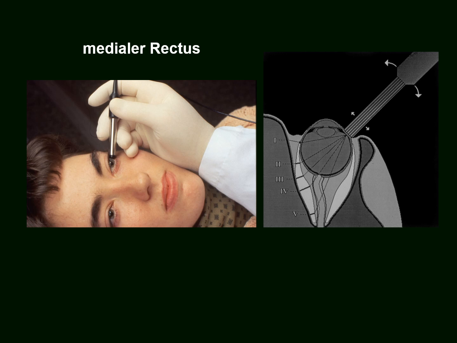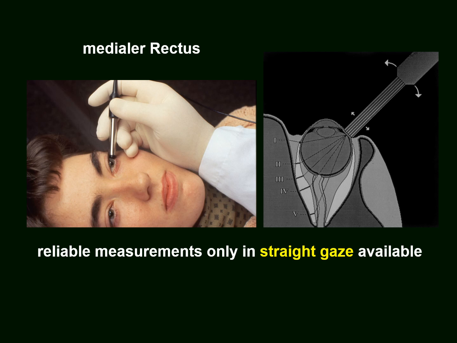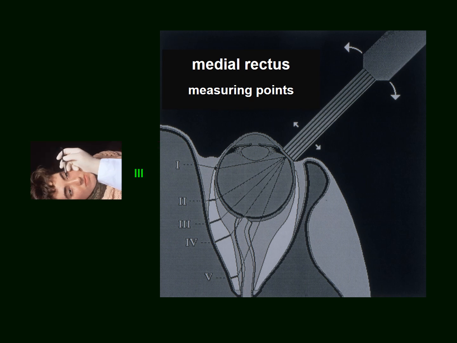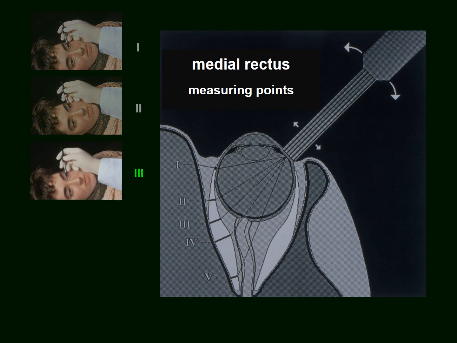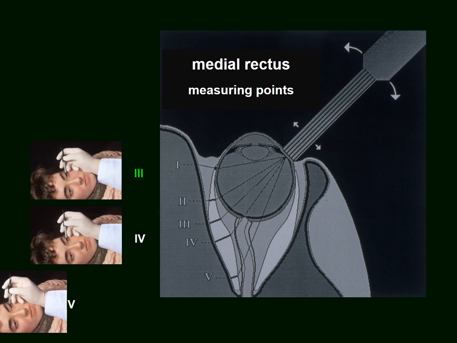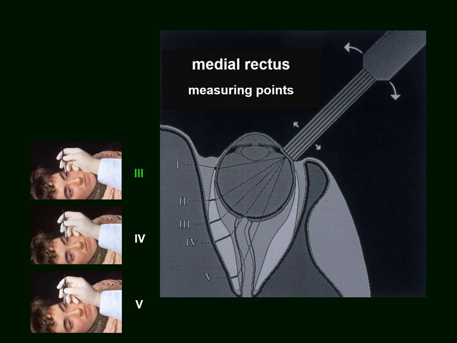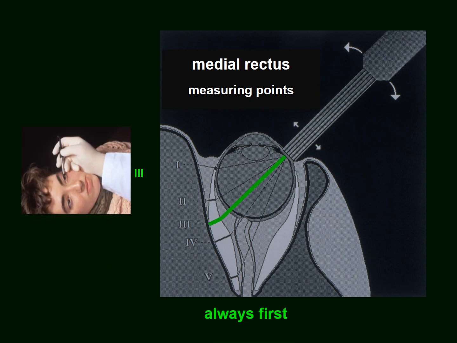And here an example. The probe is placed opposite this medial rectus muscle and the beam is aimed perpendicular at the sclera, and the area where we have here the number 3 measuring zone, because there is no optic nerve here that can interfere. Reliable measurements are only available in straight gaze. So we start with measuring point 3 and then angle forward to measuring point 2, to measuring point 1, or from measuring point 3 posteriorly to measuring point 4 and measuring point 5. So measuring point 3 is always first, for the reason I already mentioned. The optic nerve doesn't interfere here.